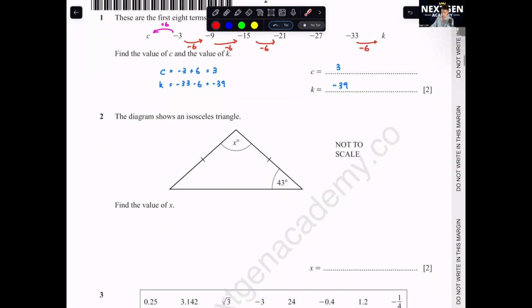Let's look at question number 2. Find the value of x. I think this one is pretty easy. This is an isosceles triangle, so this angle here is equal to 43 degrees. So x equals 180 minus 43 minus 43. We can subtract it and you get 94 degrees. You just write 94. Students will ask me the little things: Teacher, do I need to write degrees or not? Actually you don't need to. They already give you degrees over here. So x is just 94.